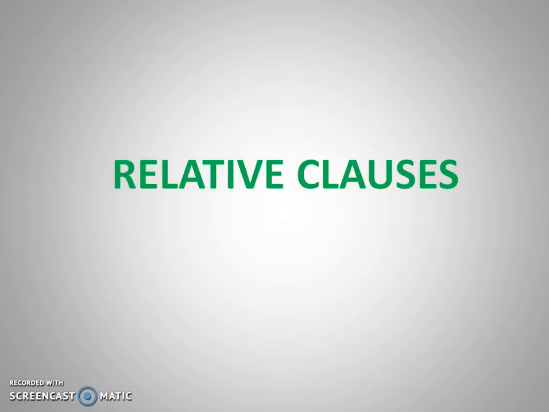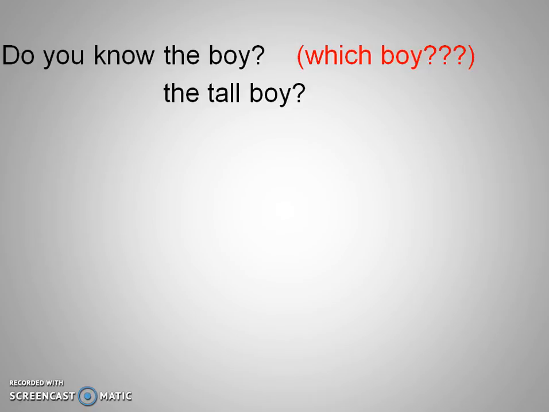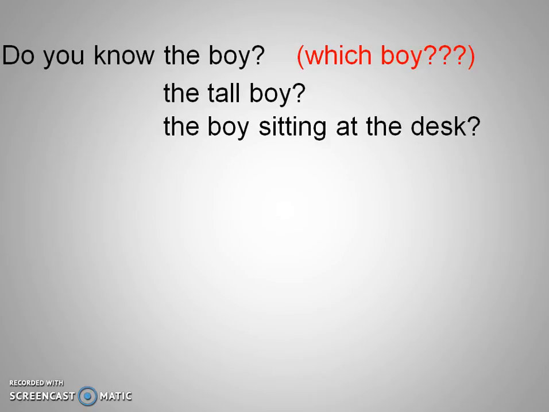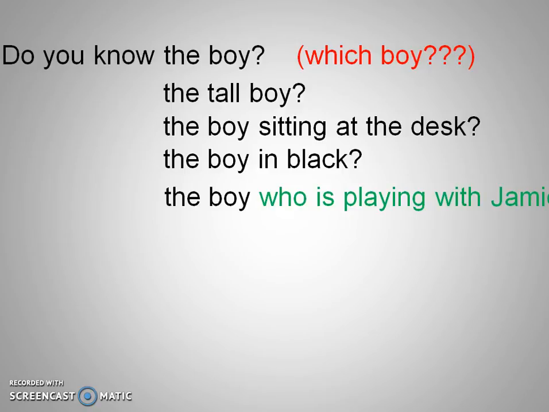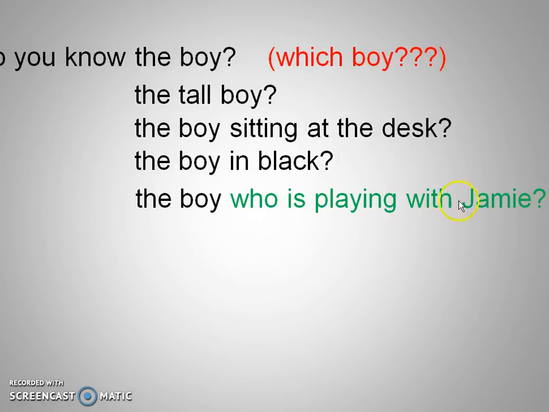can put two sentences together, the different pronouns we can use, etc. So, for example, in the sentence, "Do you know the boy?" You would say, "Which boy?" And it could be the tall boy, the boy sitting at the desk, the boy in black, or the boy who is playing with Jamie. Well, the "who is playing with Jamie" is a relative clause because it's a clause that substitutes an adjective.